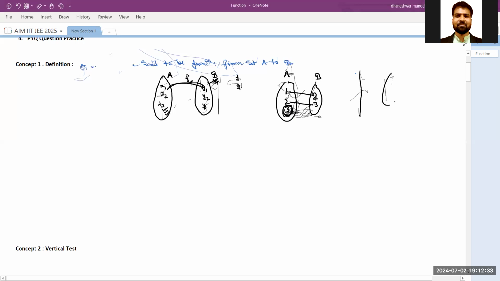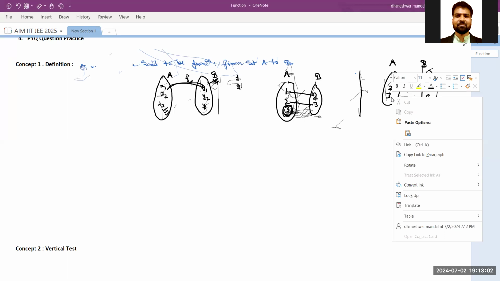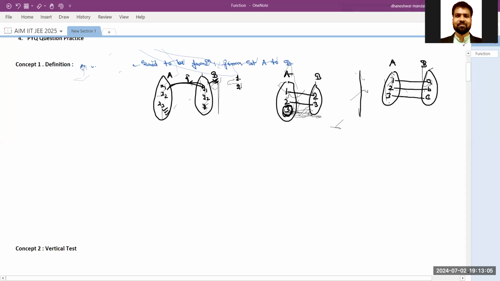What is the second condition? If we have A and B, here we have 1, 2, 3, and I take A, B and C. If I connect 1 with A, 2 with B and 3 with C. Okay. Now I take one more element, 4, and this 4 is connected with B. Now it's a function because every element of set A has at least one image in set B, the first condition. And what is the second condition? Only one image in set B.